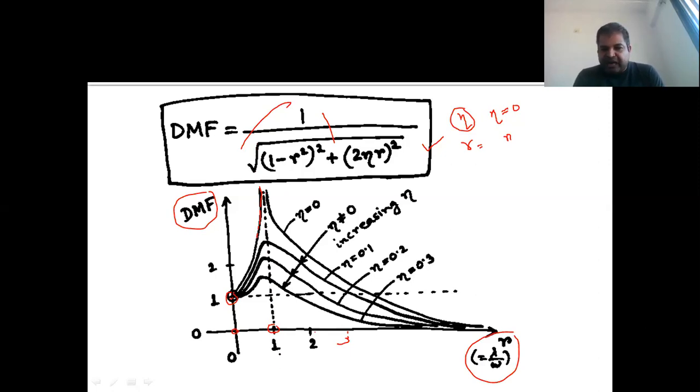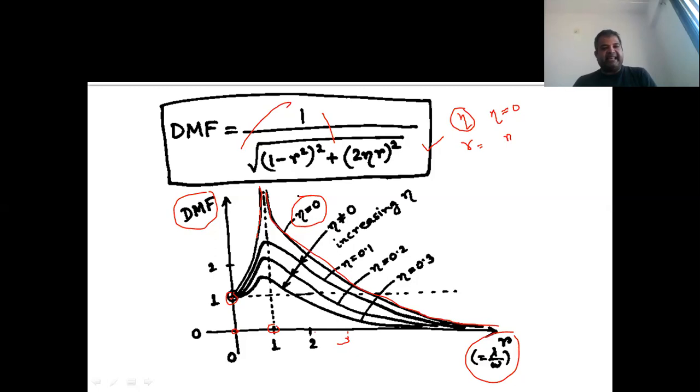Similarly, if you put r is equal to 2, r is equal to 3, then you will get such type of curve. So if you plot it, you will get this kind of curve. It is also not touching the x-axis. Okay, so this is for eta is equal to 0.